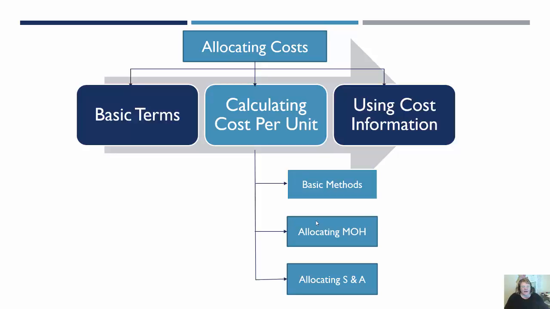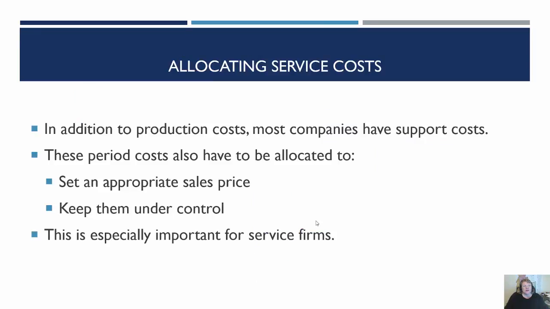And now we want to take a look at allocating S&A. S&A can be their sales and administrative costs typically, but they're period costs. So these are not inventoriable costs, but they need to be included in your cost per unit so that you can set a good sales price. So in addition to production costs, most companies have support costs, and these are period costs, but they need to be used to set an appropriate sales price because you have to cover all of your costs. And then you need to also keep them under control.